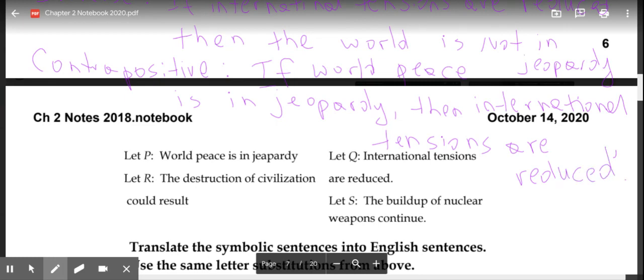Okay, I apologize for my messy handwriting, but again, today in class we talked about conditional statements, and we talked about if P then Q. We also talked about negation, if not P, not Q. But the most important part of the lesson was to form a converse, inverse, and contrapositive. Okay? Thank you very much for watching the video.